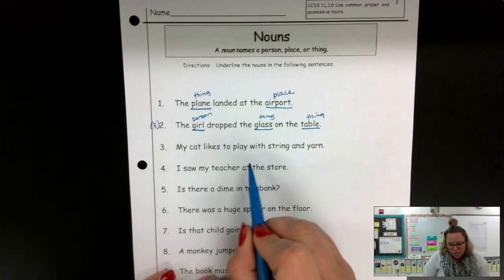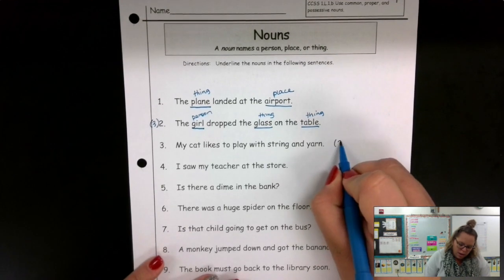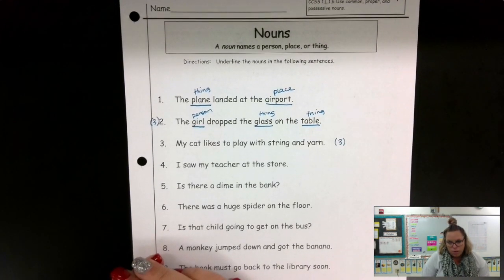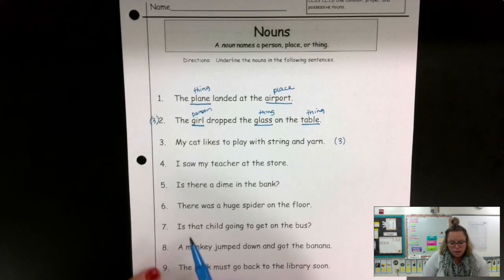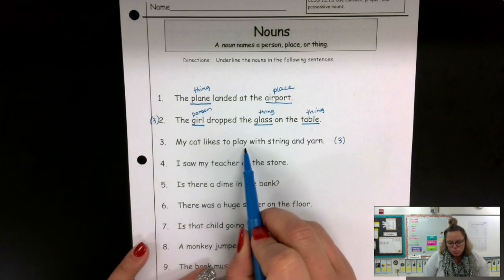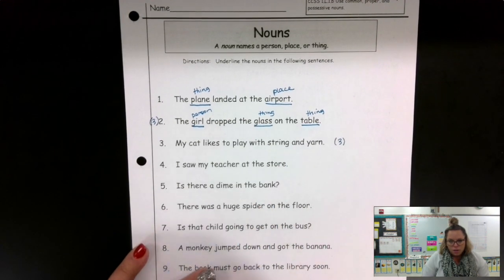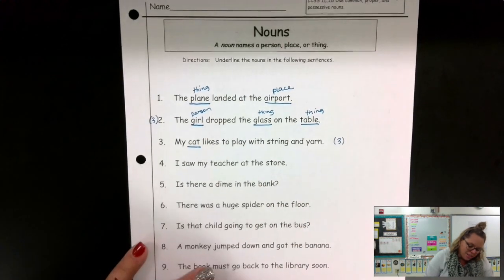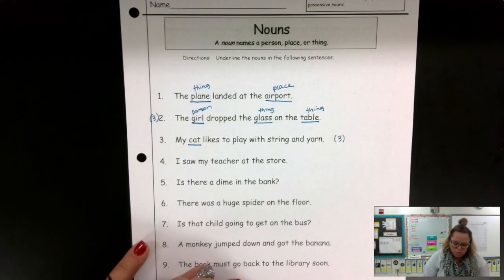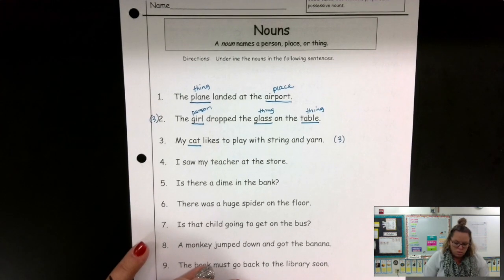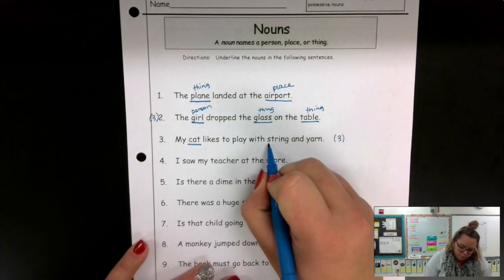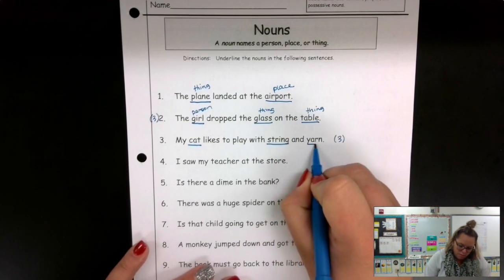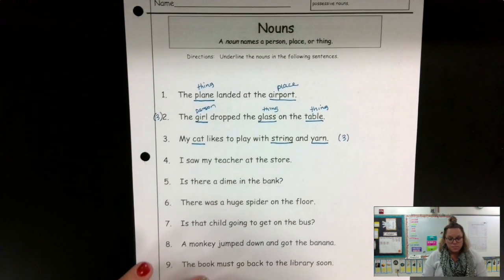My cat likes to play with string and yarn. I hear 3 in number 3. Can you underline the words that are nouns? My cat likes to play with string and yarn. Cat, that's a thing. What does my cat do? Plays. Is play a noun? No. What does it play with? String, yarn, right? Those are things.